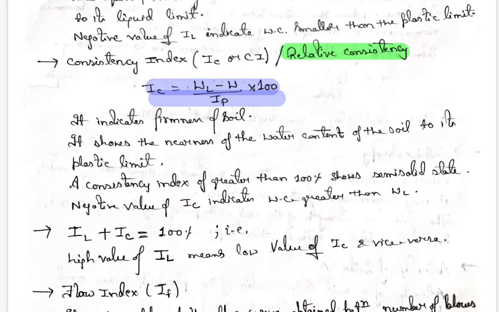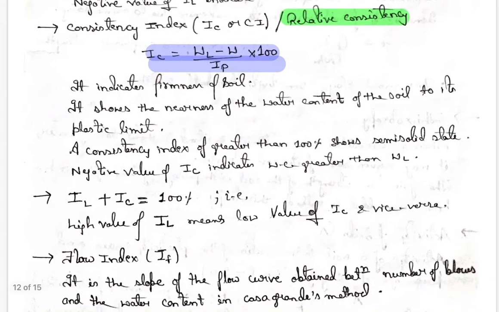Now see, IL, that is liquidity index, plus consistency index will always give 1 or 100%. That means higher the value of IL, that is liquidity index, lower will be the value of IC, and vice versa.